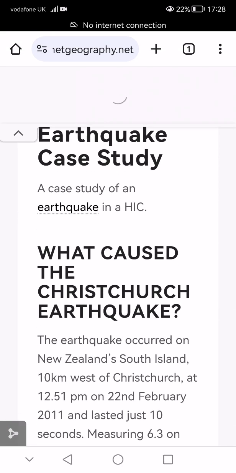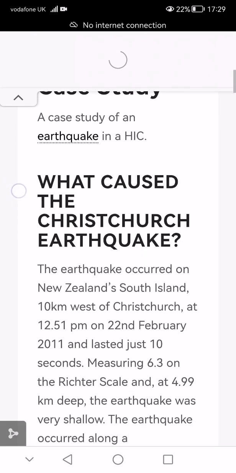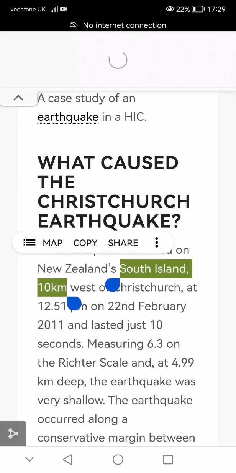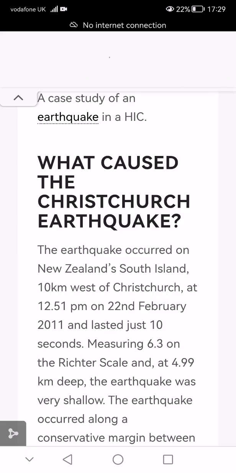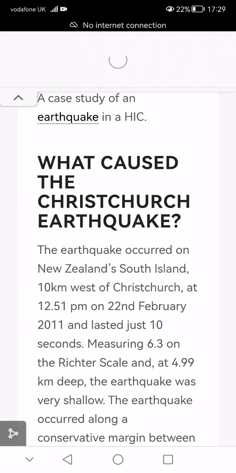So the earthquake case study of Christchurch happened in the HIC of New Zealand. Don't forget, if you're asked about a HIC, it's New Zealand. The place where it happened is Christchurch. In terms of what caused it, there was an earthquake that happened just 10 kilometres, not very far at all, as you highlighted there, west of Christchurch. It happened at lunchtime, so many people were out and about and at work on 22nd of February 2011.